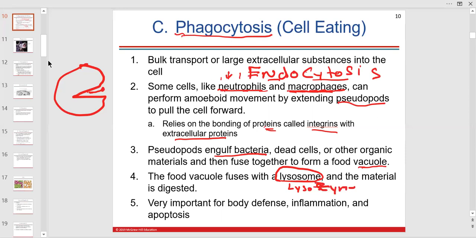Lysozyme will destroy it. So the vacuole and the lysosome basically look like vesicles, little spaceships that join after the endocytosis or phagocytosis. Of course, it's important for body defense. Now, here are two words that are thrown in here, but these two words are very important. I mentioned inflammation. Inflammation is a completely appropriate release of macrophages and other immune cells.